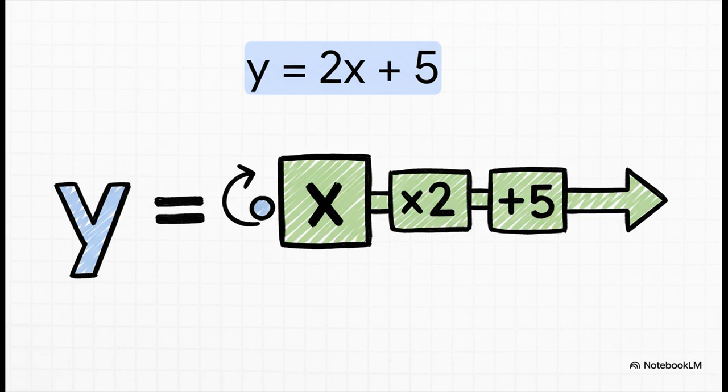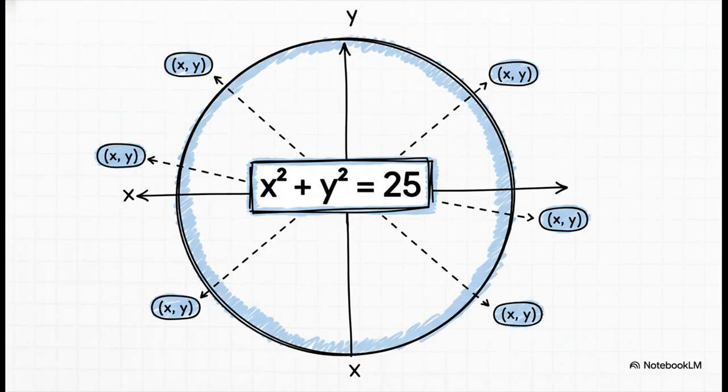In an explicit function like this one, the recipe for y couldn't be clearer. It's simple. Take your x, multiply it by 2, add 5, and boom, that's your y. It's a direct path from input to output. Now have a look at this implicit one. It doesn't give you a direct recipe for y at all. Instead, it describes a relationship. It just states a fact. Any point (x, y) that makes this equation true is on a perfect circle that has a radius of 5. It defines the shape by stating a rule that both variables have to follow together.